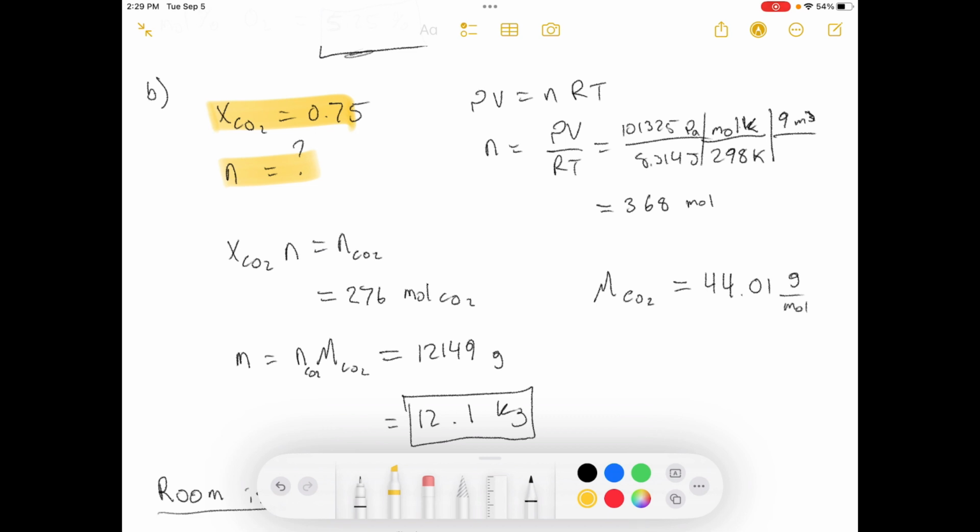Well, we can figure out how many moles are in the room by using the ideal gas law, because we know the temperature and pressure in the room. Okay, so moles equals this using the ideal gas law. So we know that there are 368 moles in the room.